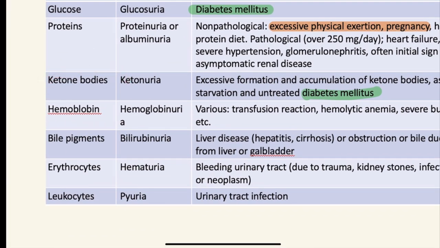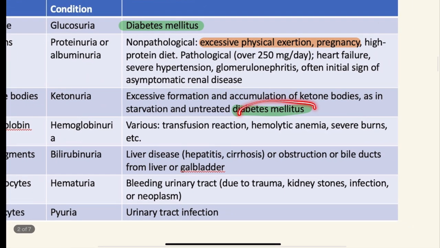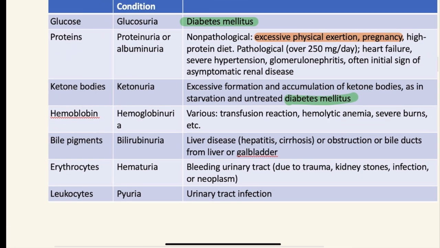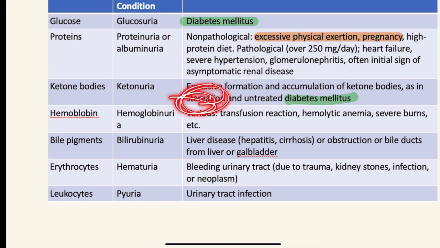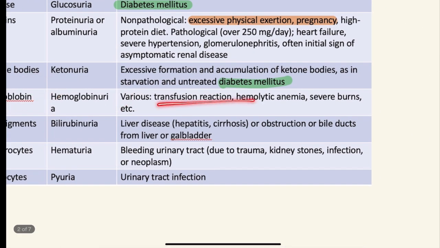Ketone bodies. So the substance itself is going to give you a clue about the condition. Ketone bodies, ketonuria. And this would occur, for example, in diabetes and starvation. Starvation is an important condition that has ketonuria. Okay, then we have hemoglobinuria. There would be, for example, because of transfusion reactions, hemolytic anemia.